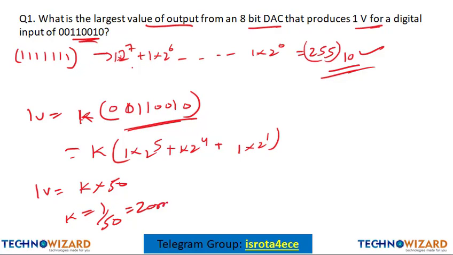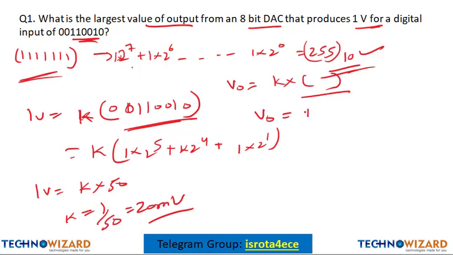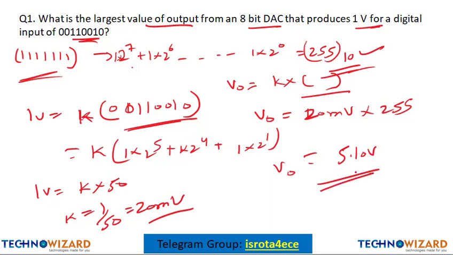to 20 millivolt. Now for the largest output, what will be the analog output? V naught is equal to K into decimal equivalent. V naught we don't know, we have to find. K is 1 upon 50, that is 20 millivolt, into the decimal equivalent 255 for the largest output. This will come out to be 5.10 volt as the answer. Therefore, V naught equals 5.10 volt.